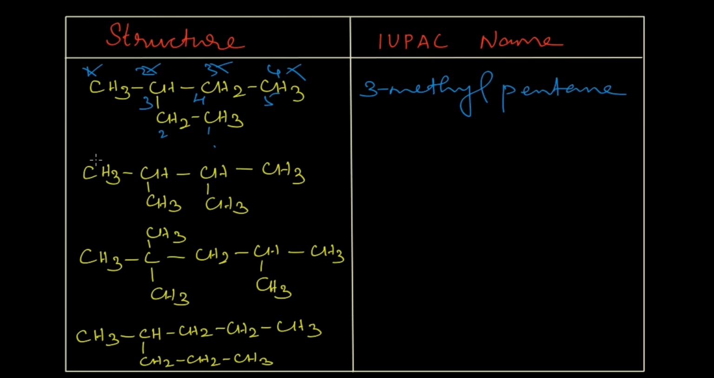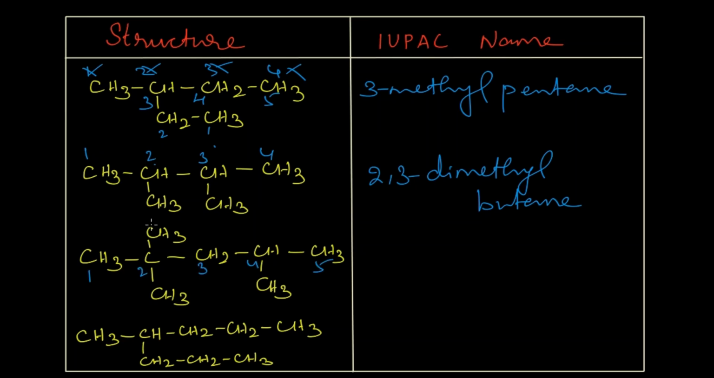And here number the carbons 1, 2, 3, 4. In the second carbon, 1 methyl is attached, and in the third carbon, 1 more methyl is attached. So 2, 3 dimethyl butane is its IUPAC name. And for this carbon count it 1, 2, 3, 4, 5. In the second carbon, 2 methyl groups are attached, and in the fourth carbon, 1 methyl group is attached. So 2, 2, 4 trimethyl pentane is its IUPAC name.